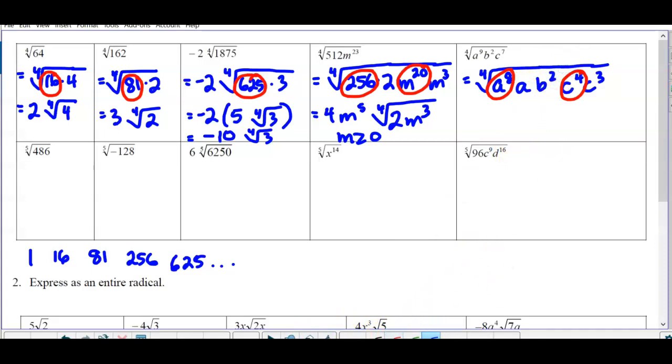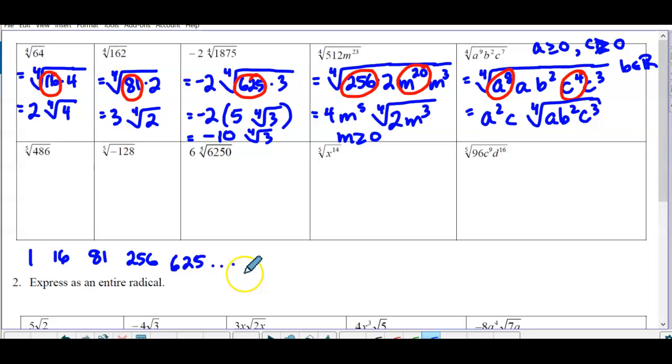Let's fix that up. Okay, so then divide 8 by 4, you get 2, so that's a squared. 4 divided by 4 is 1, so that's c, and then 4th root of ab squared c cubed. In this case, it's a 4th root, so a has to be greater than or equal to 0, and c has to be greater than or equal to 0, and b could be anything.